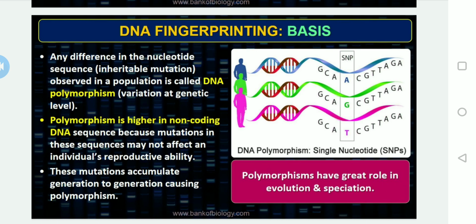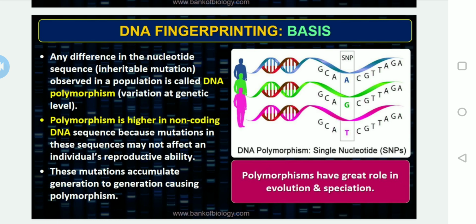Because the polymorphism is higher in non-coding DNA sequence, because mutation in these sequences may not affect an individual's reproductive ability. So these mutations accumulate from generation to generation, causing polymorphism. So that's why we all look different, we are all different from one to another, of course.